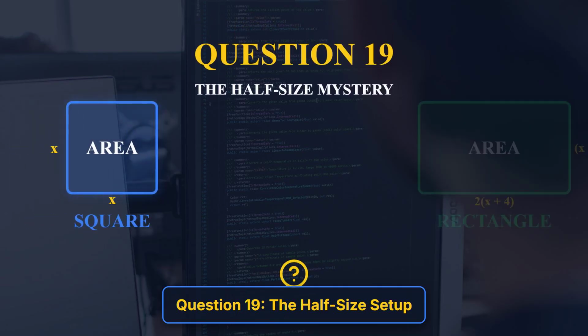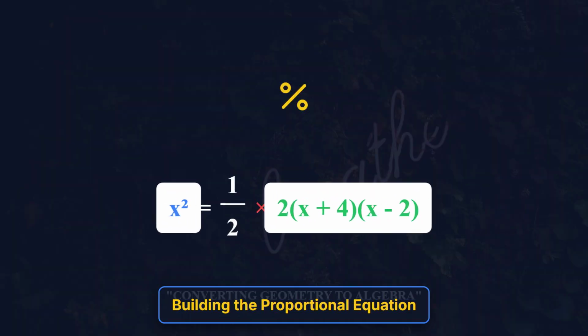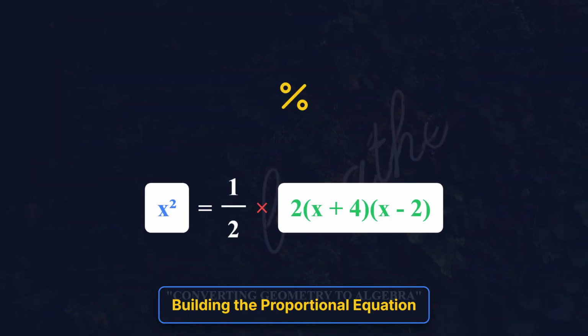Let's crack our final mystery, question 19. The area of the square is exactly half the area of the rectangle. Find x. Our square area is x squared. Setting it equal to half the rectangle area yields the line x squared equals 1/2 times 2 times x plus 4 times x minus 2.